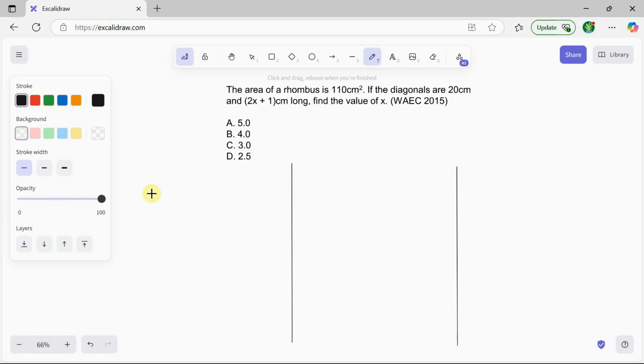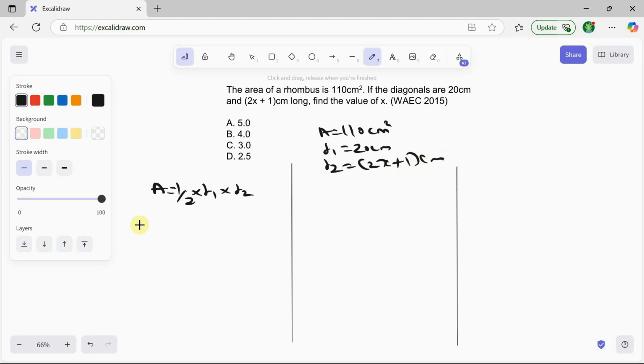So we know that the area here is 1 over 2 times d1 times d2. We're told that the area is 110 centimeters squared. Our d1 is 20 centimeters and our d2 is 2x plus 1 centimeters. So let's substitute. So that will be 110 is equal to half times 20 times open bracket 2x plus 1. So 2 here, 1; 2 here, 10. So 110 is equal to 10 times 2x. That will give you 20x. 10 times 1 will give you plus 10.